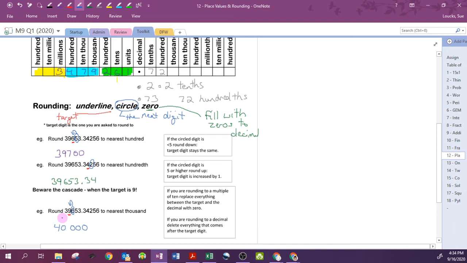Okay, and up here I wasn't really clear with this, that when you're rounding in whole numbers, to the left of the decimal, you need to fill in the zeros as far as the decimal, because those are placeholders, right? I can't take this and round it to 397 and not put those zeros in, because 39,000 isn't anywhere near 397. I need those 2 zeros, okay?